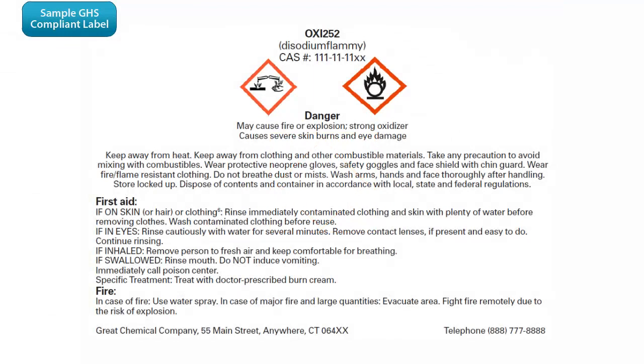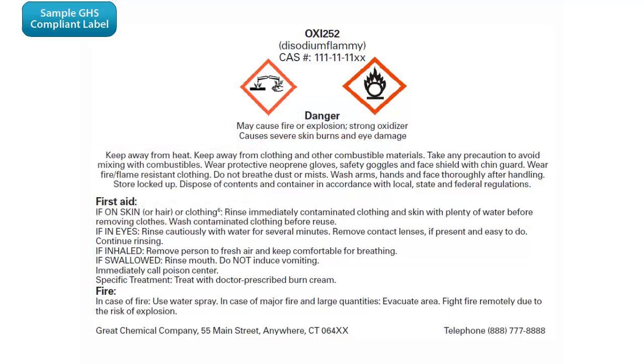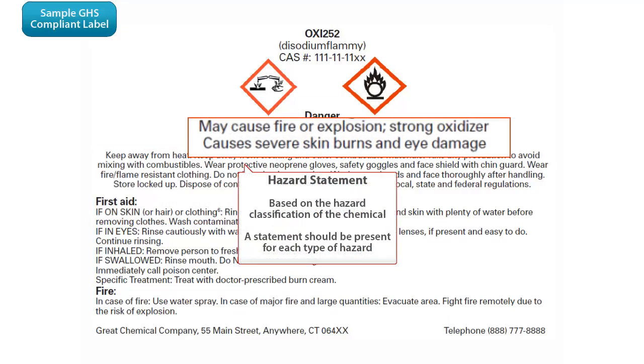Signal words are used to denote the hazard's degree of severity. One of these 2 signal words must appear on the label: danger for more severe hazard categories, or warning for less serious hazards. If the word danger appears on the label, the word warning will not appear. Hazard statements are based on the hazard classification of a chemical and describe the hazard associated with the chemical. A statement should be present for each type of hazard, and multiple similar statements may be combined.